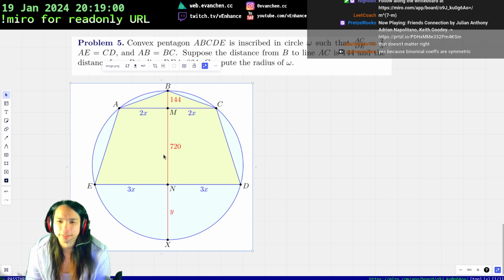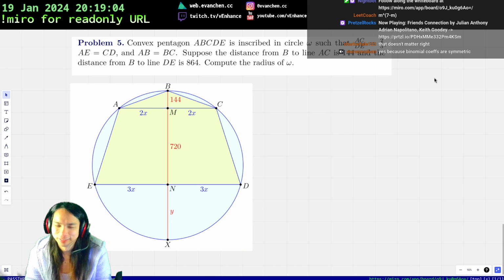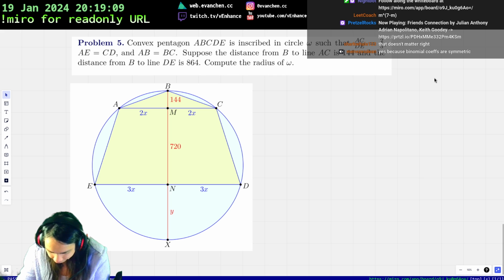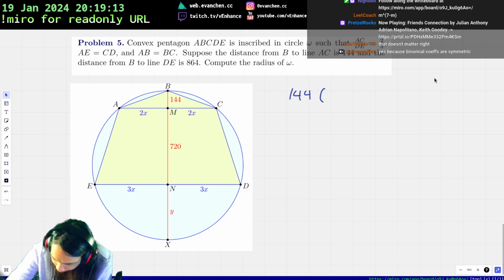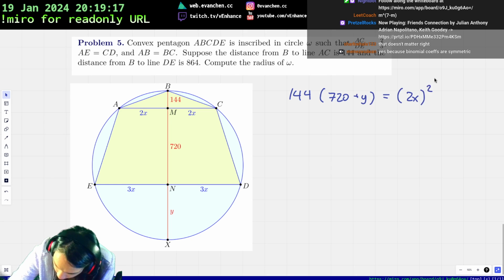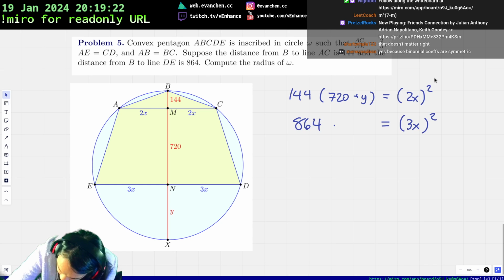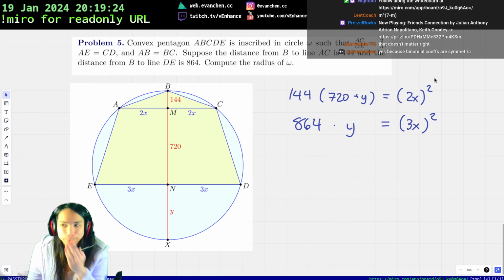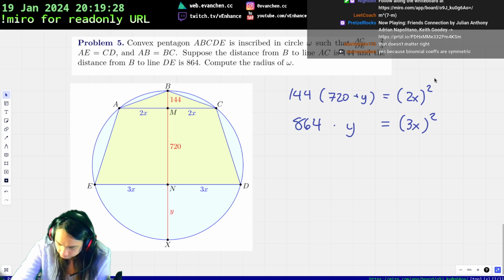And basically you look at this and you think, okay, we use power of a point, because you have the lines that give you power of a point. So, by power of a point, 144 times (720 plus y) is equal to 2x squared. Meanwhile, 864 times y is equal to 3x squared. And the problem is asking for the radius of w, which will be half the diameter BX, because everything is symmetric.